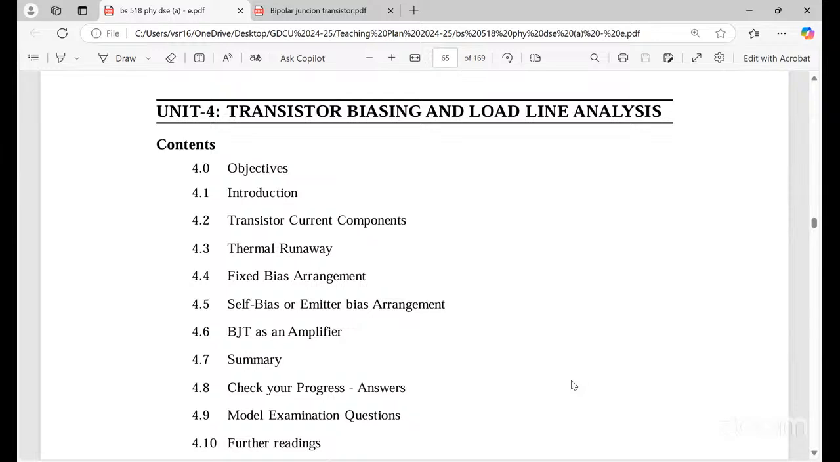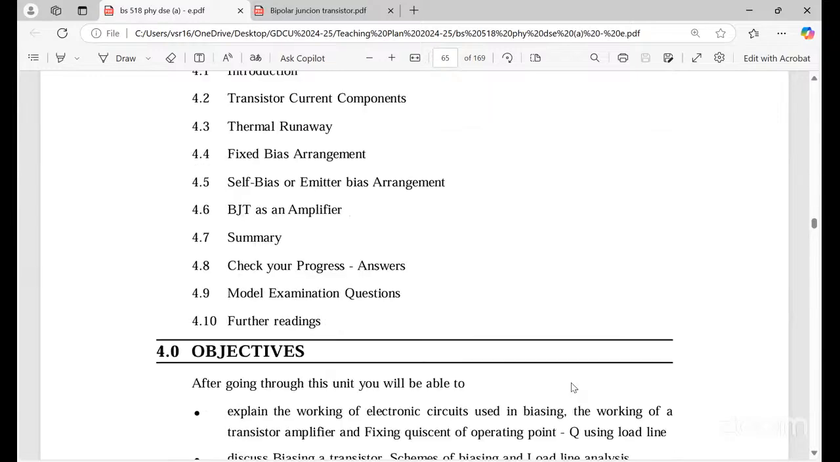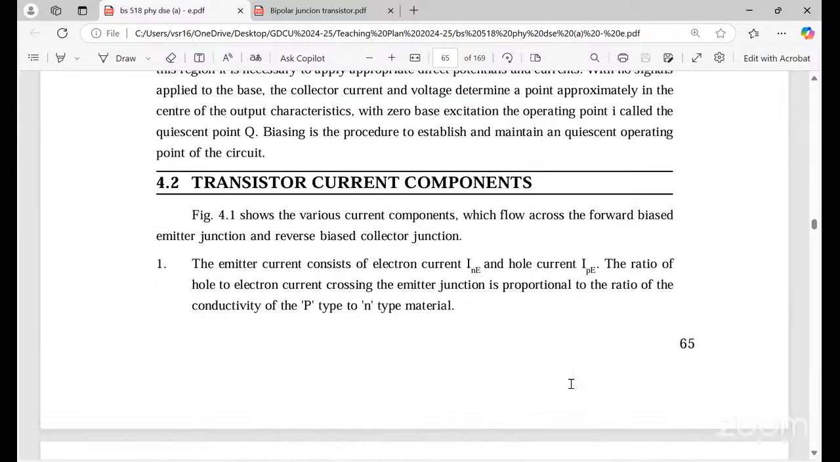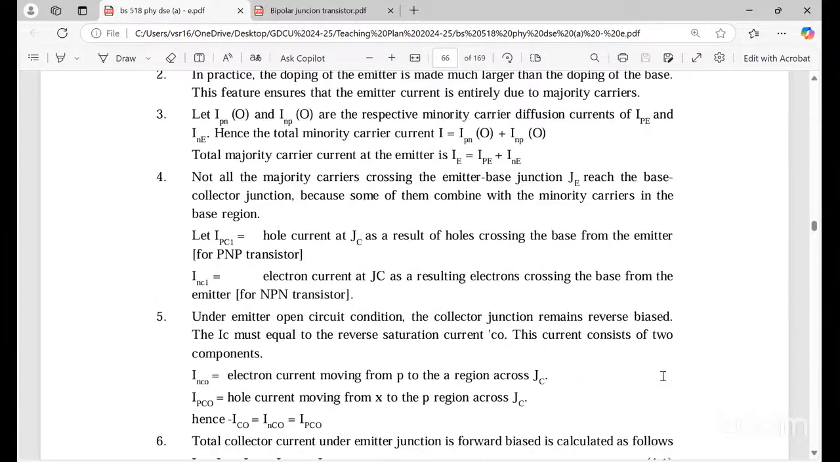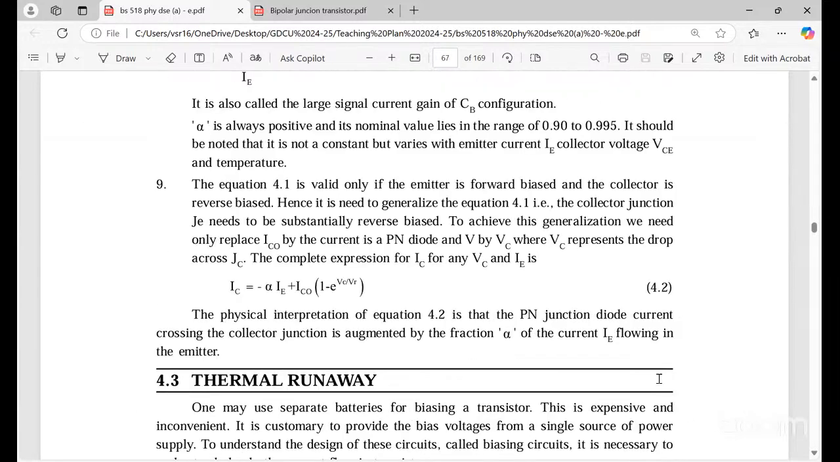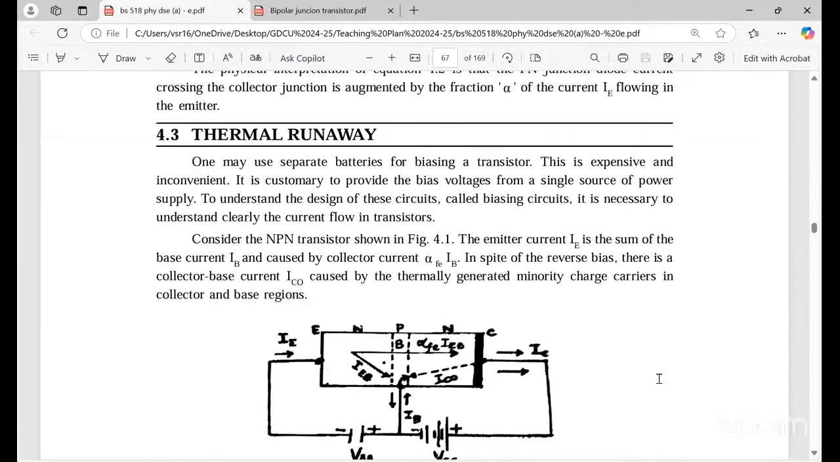What are transistor current components? Thermal runaway, temperature related, fixed bias, self bias. This you can call the emitter bias arrangement. And how the BJT works as an amplifier. Okay, this was already discussed in BJT. You can see here the NPN and PNP transistor. Tomorrow I will explain through the slides.